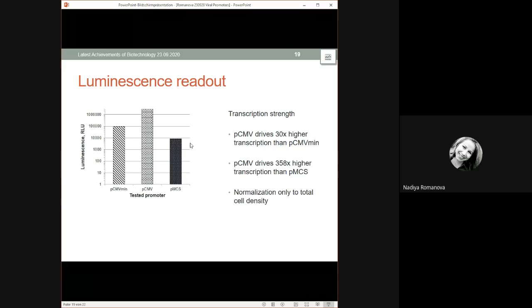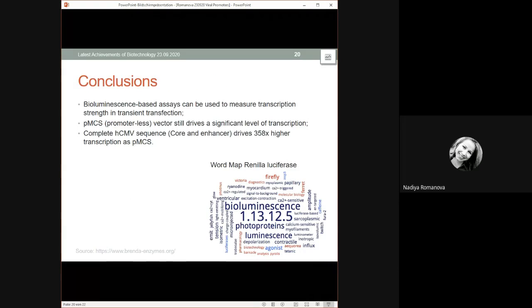So if you do any transcriptional studies, you have to be aware that the backbone of the vector plays a very significant role in the transcription strength. Okay, here is the conclusion. Bioluminescence-based assays can be used to measure transcription strength in transient transfection. The promoter-less vector still can drive a significant level of transcription, and the complete CMV sequence, core and enhancer, drives 358 times higher transcription level than the empty vector.